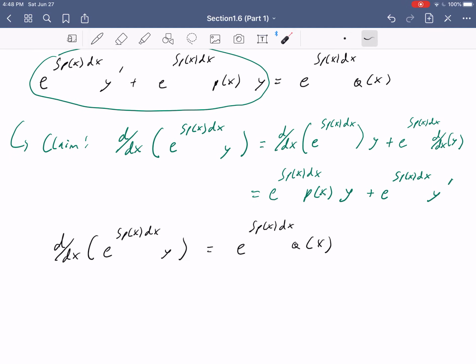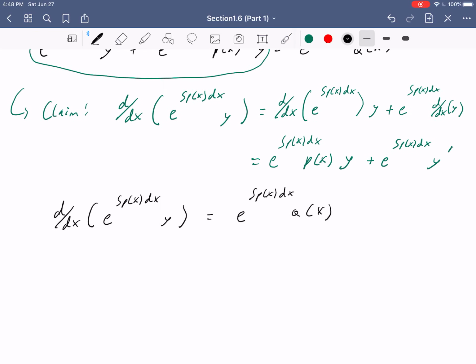Now, the whole point of this is that this left-hand side is the derivative with respect to x of some product, and this right-hand side is a function of x. So we can integrate both sides with respect to x. So integrate both sides with respect to x.